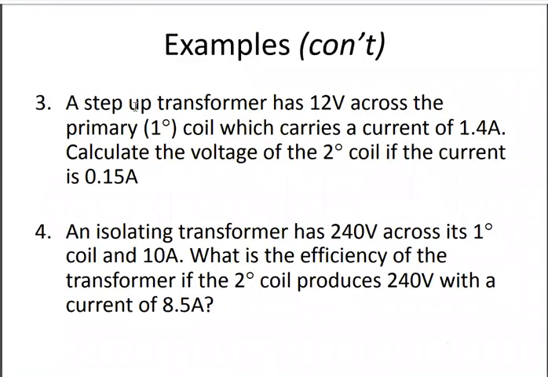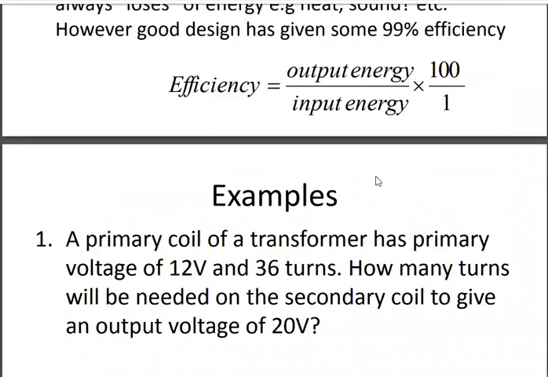This is a step-up transformer that has 12 volt across the primary coil. This is Vp, which carries a current. This is current Ip. Then calculate voltage at the secondary coil and current in the secondary coil is given. Is is given and Vs is not known. In this case, you will apply this formula, this one.